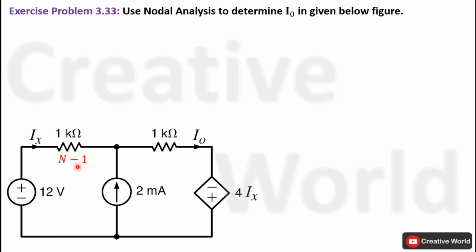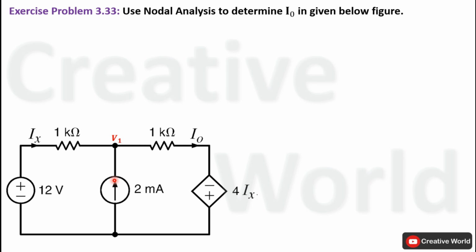So using this equation, we can find out that figure. In this equation, n represents number of nodes. So in our case, there are two nodes. 2 minus 1 will be equal to 1. So only one node voltage equation can be retrieved from this network. After this, we have to label all unknown non-reference node voltage. In this case, we are considering this node as reference or ground node. Other non-reference node voltage is taken as V1.